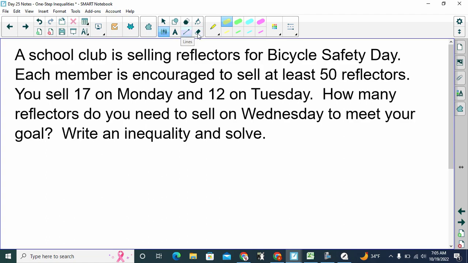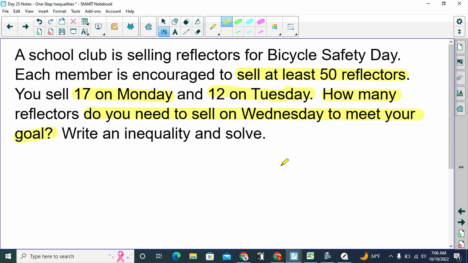It says a school is selling reflectors for Bicycle Safety Day. That probably doesn't need to go in your notes. Each member is encouraged to sell at least 50 reflectors. So we need to sell at least 50 reflectors. You sell 17 on Monday and 12 on Tuesday. We are asked, how many reflectors do you need to sell on Wednesday to meet your goal? We are asked to write an inequality and solve it.